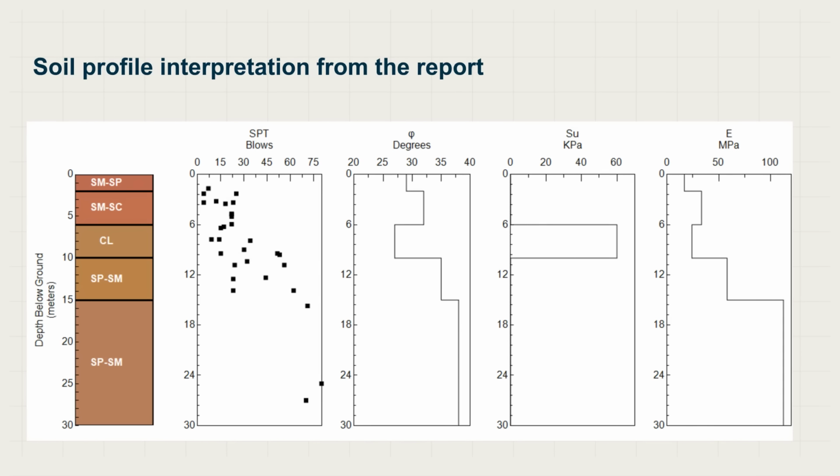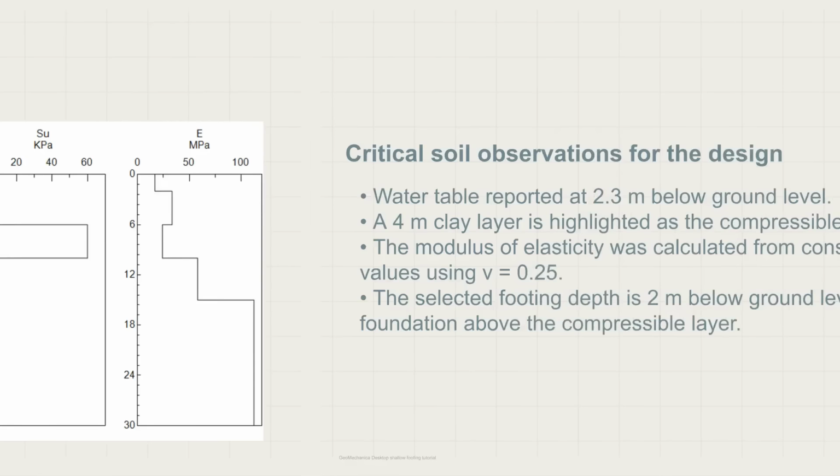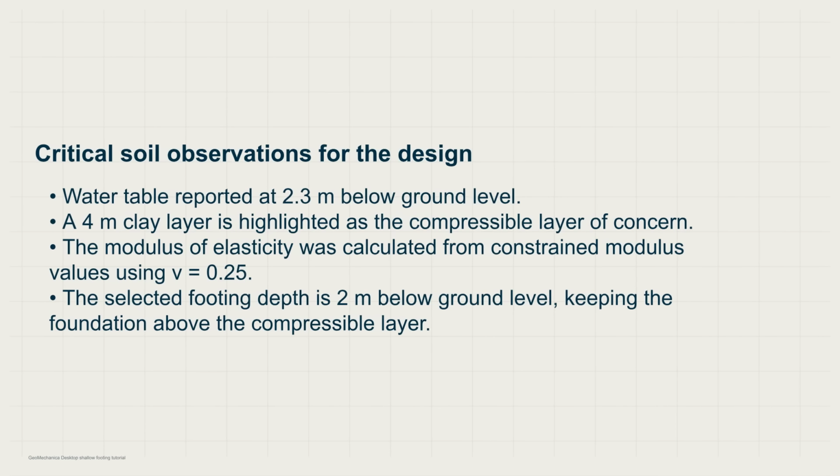Here is the interpreted soil profile from the report, detailing the layers, SPT blow counts, friction angles, undrained strength, and modulus of elasticity across the depth. Critical observations include the water table at 2.3 meters and a 4-meter thick clay layer. The footing is set at a depth of 2 meters to remain above this compressible layer.